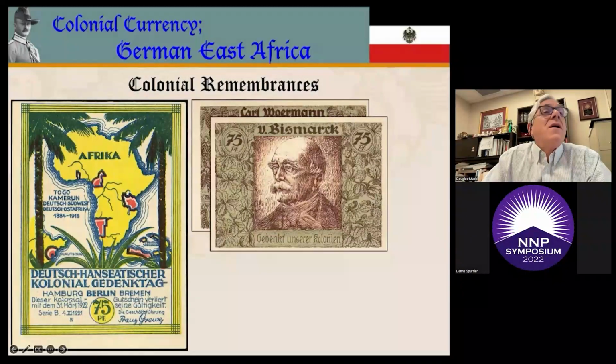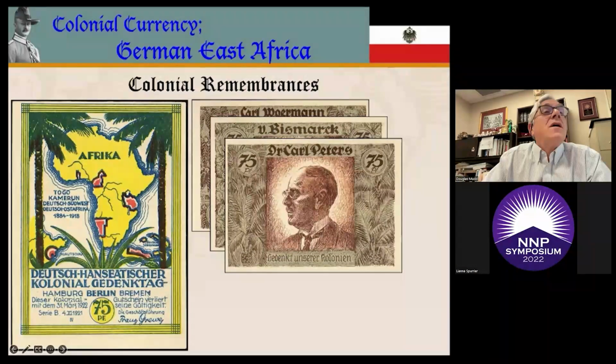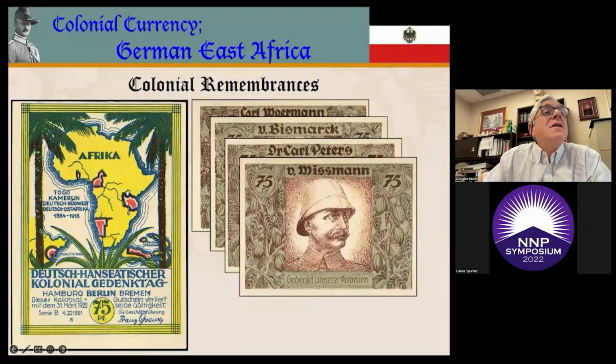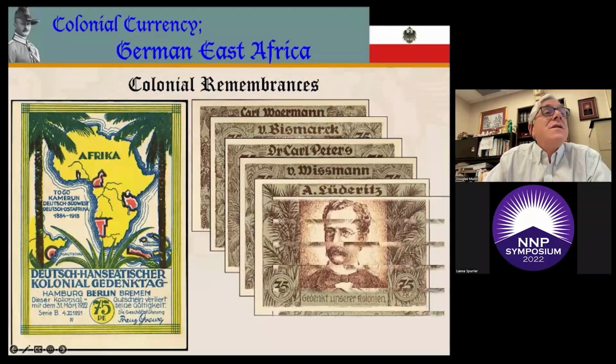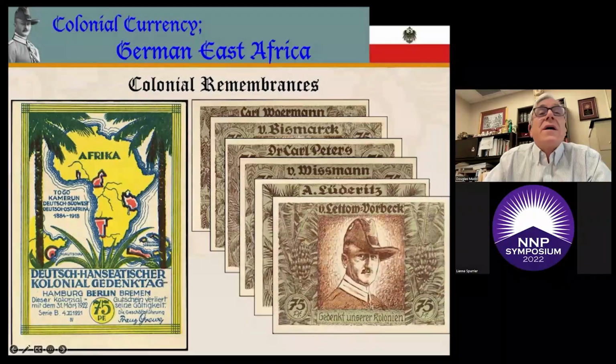We have von Bismarck as the chancellor, who was the person who oversaw the creation of the colonies, even though he was not an enthusiast for them. Karl Peters, von Wissmann, A. Luderitz, and von Lettow-Vorbeck. So these notes are all very collectible and somewhat available in this series.